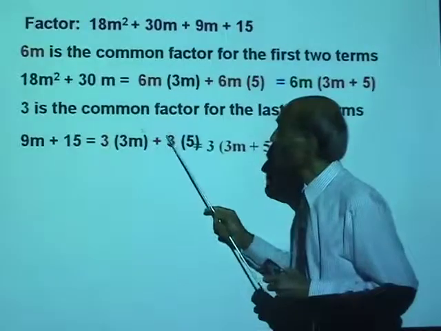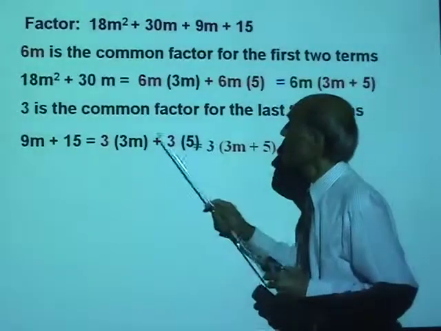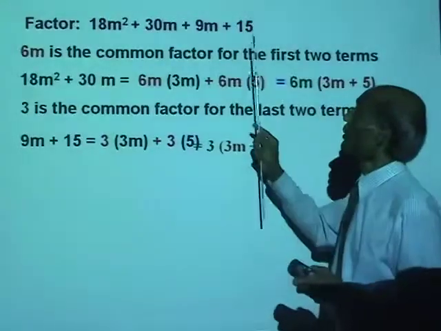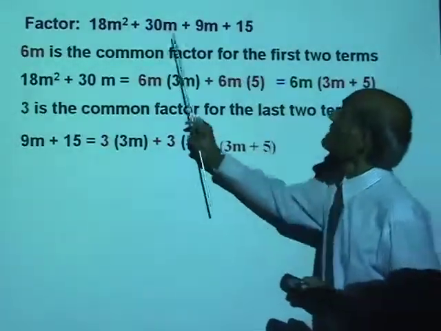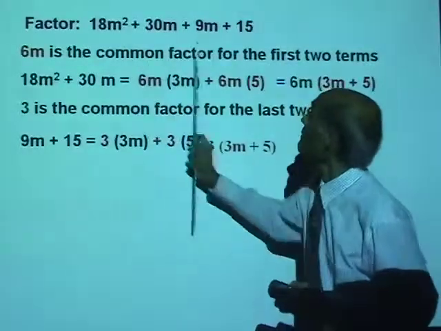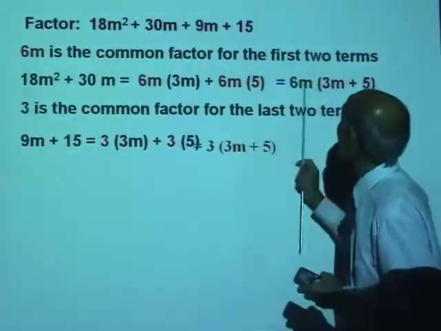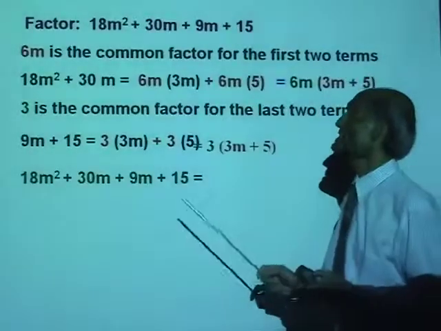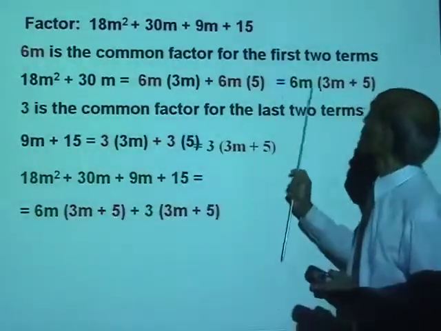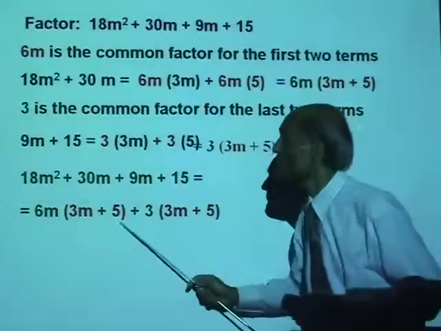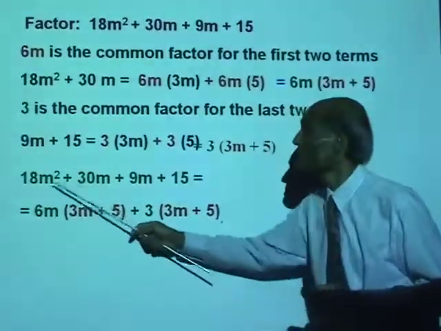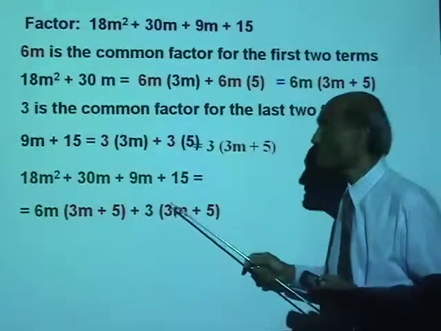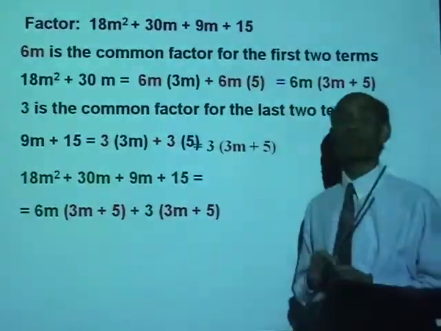So 3 is factored out, that is 3 times 3m plus 5. Now we can combine the first two terms with the last two terms, and what does that become? It becomes 6m times 3m plus 5. That's the first two terms. And the last two terms is plus 3 times 3m plus 5.